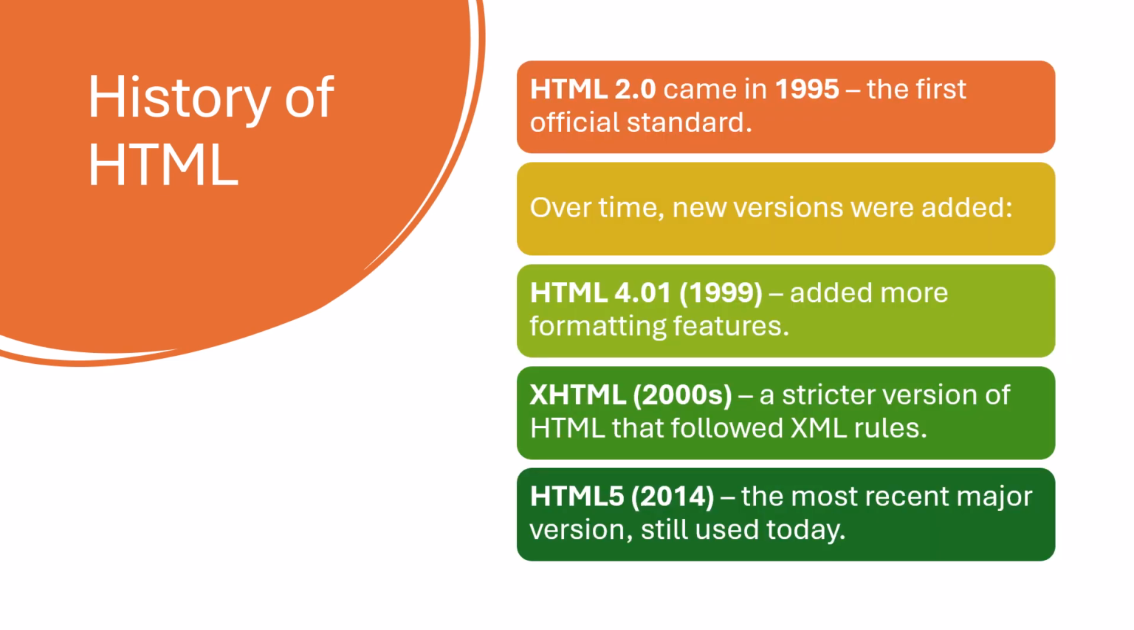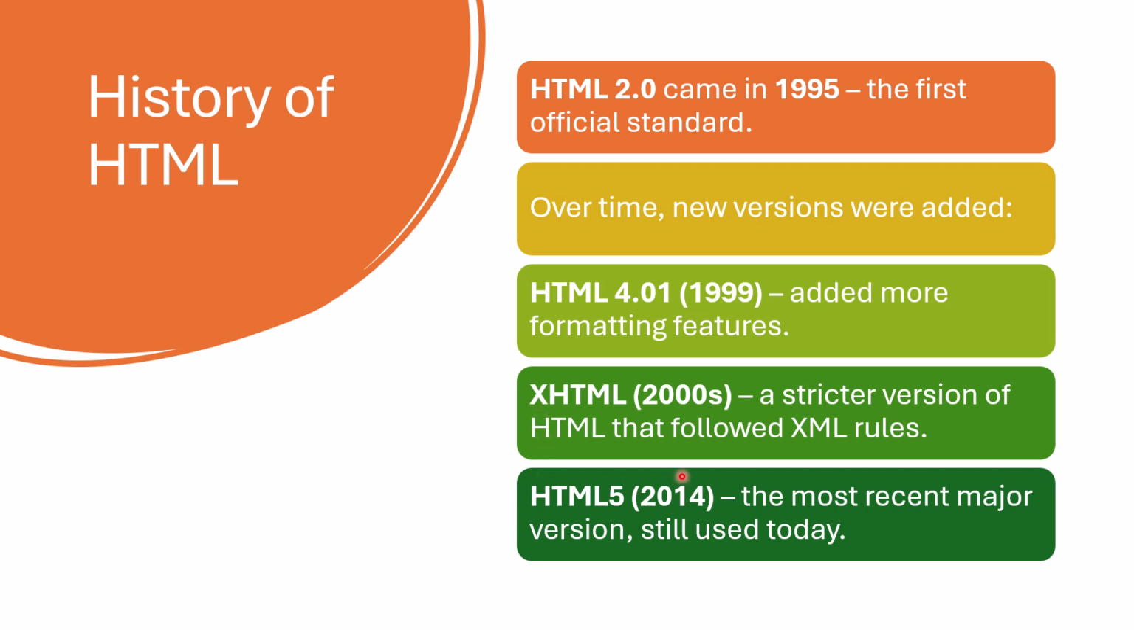So let's look at a brief history of HTML. Just some trivia here. So HTML 2.0 came out in 1995. So this is the first official standard. So over time, new versions were added. So HTML 4.01 in 1999 added more formative features, and XHTML in the 2000s, which was a stricter version of HTML that followed XML rules.